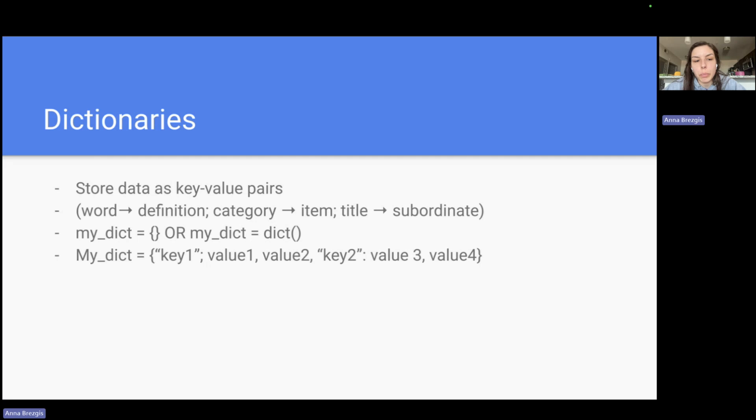And then that fourth bullet point, my dict, is just an example of how a dictionary is formatted. We have a key, then a colon. I don't know, that's not supposed to be a semicolon, so imagine that's a regular colon. Okay, so I have keys with multiple values. Key 1, value 1, value 2, key 2, value 3, value 4.